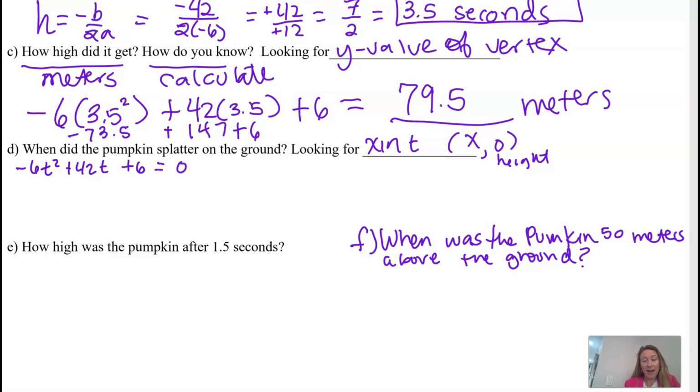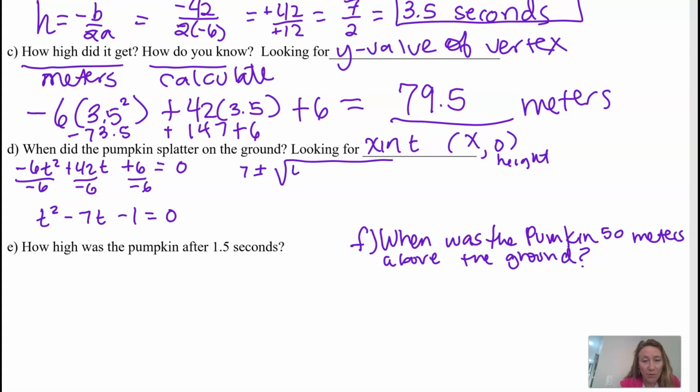I am going to divide everything by negative 6 to see what answer I get, because I also want to have that lead coefficient be positive in case I can factor this. So it's going to be t squared minus 7t minus 1 is equal to 0. And so I don't see this factoring. I can't think of anything that multiplies to 1 and adds to 7. And completing the square is used when I have an even middle term. So I'm going to use the quadratic formula for this. So it's going to be 7 plus or minus the square root of 49 minus 4 times 1 times negative 1.